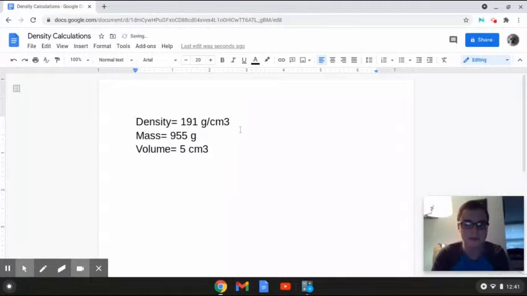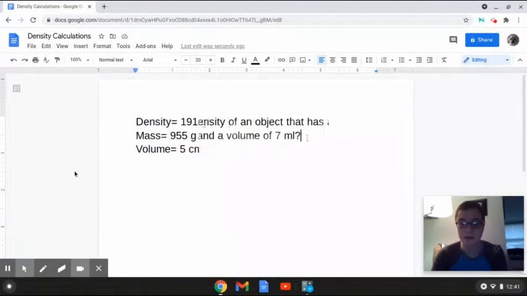So, the answer for this problem for the density is 191 grams per centimeter cubed, because if we take a look, mass is measured in grams, and volume for this problem is measured in centimeters cubed, so if we put the two together, we get grams per centimeter cubed. And that is how to solve this problem. So I'm going to be doing a couple more with you guys.